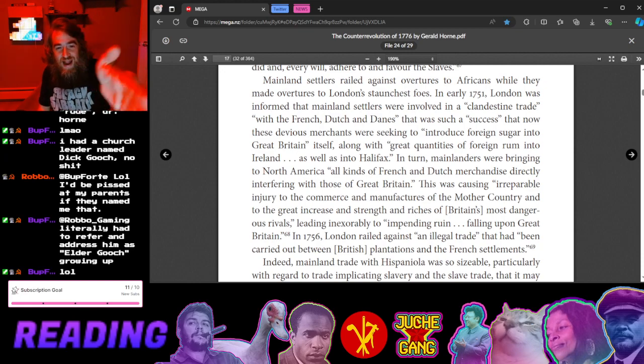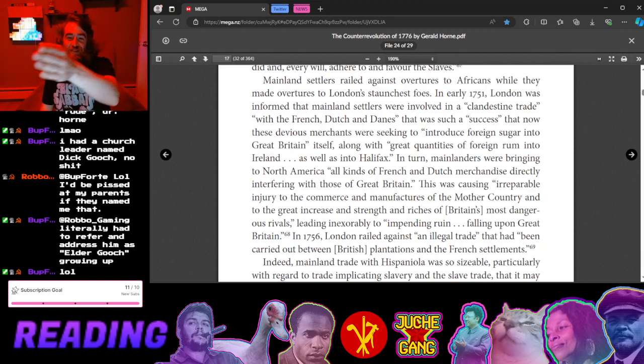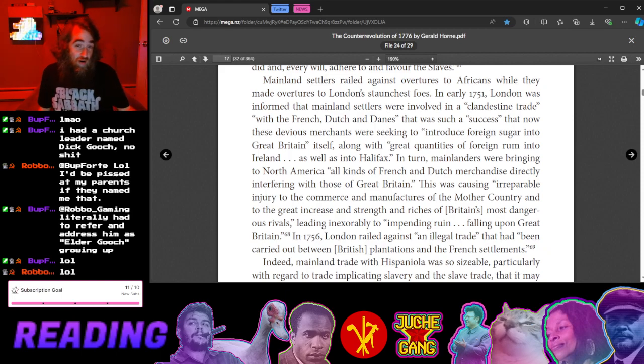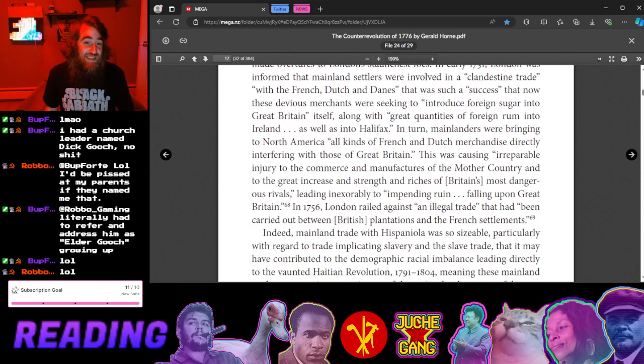Mainland settlers railed against overtures to Africans, while they made overtures to London's staunchest foes. In early 1751, London was informed that mainland settlers were involved in a clandestine trade with the French, Dutch, and Danes that was such a success that now these devious merchants were seeking to introduce foreign sugar into Great Britain itself, along with great quantities of foreign rum into Ireland as well as into Halifax.